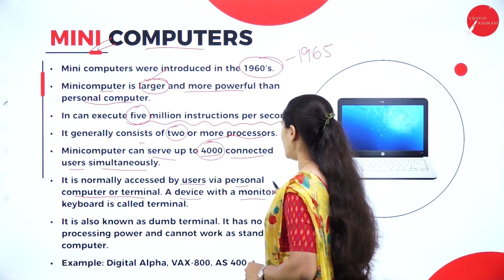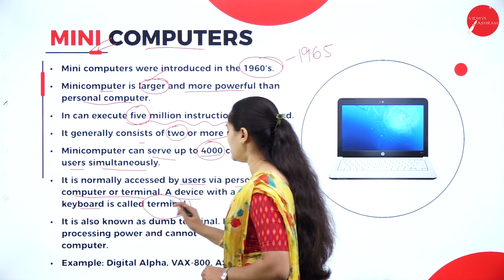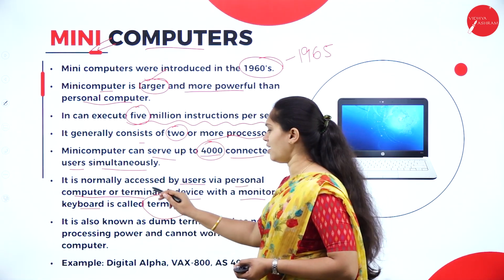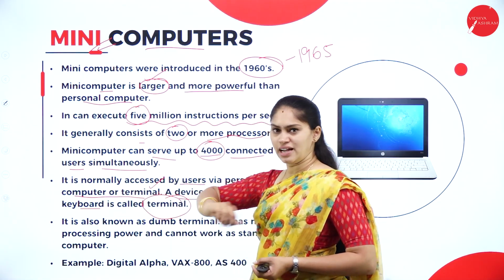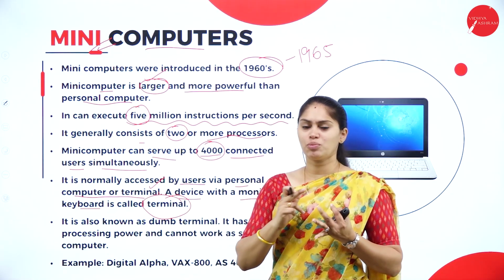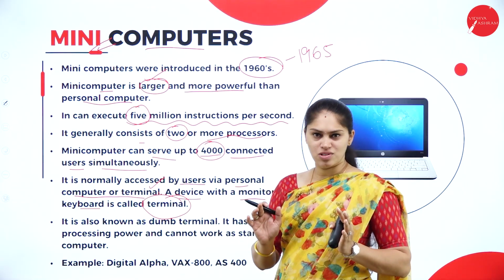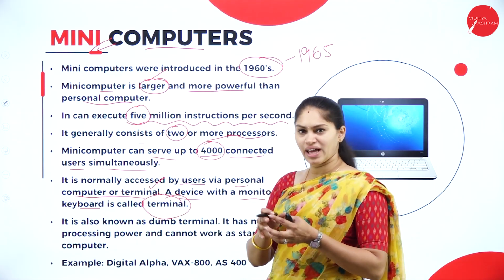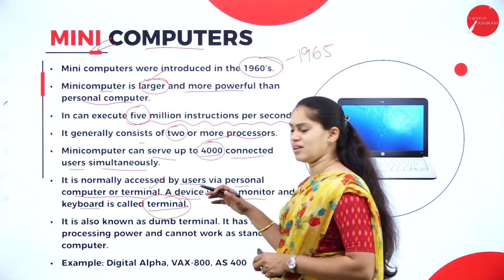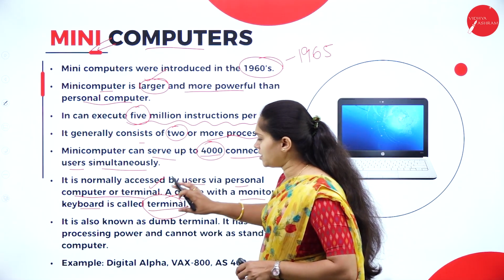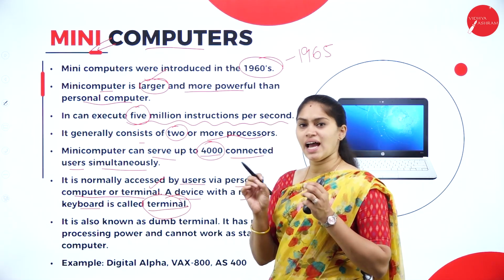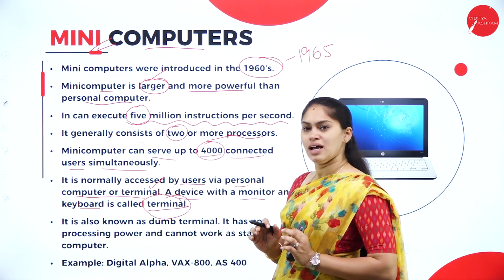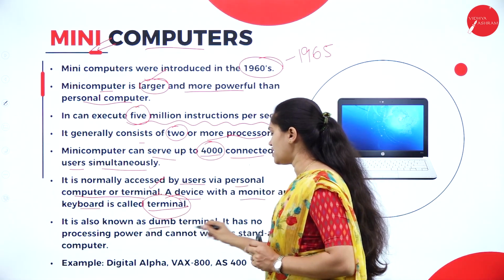Then a device with a monitor and keyboard is called a terminal. So what do you mean by terminal here? I can access it with a PC. That means it is going to have input, output along with the storage and processing unit. So if we have a device that is a monitor and keyboard together, then we call it a terminal. Don't get confused. So if we have a terminal and a PC, with the help of that we can access this mini computer, and it's also considered a terminal.